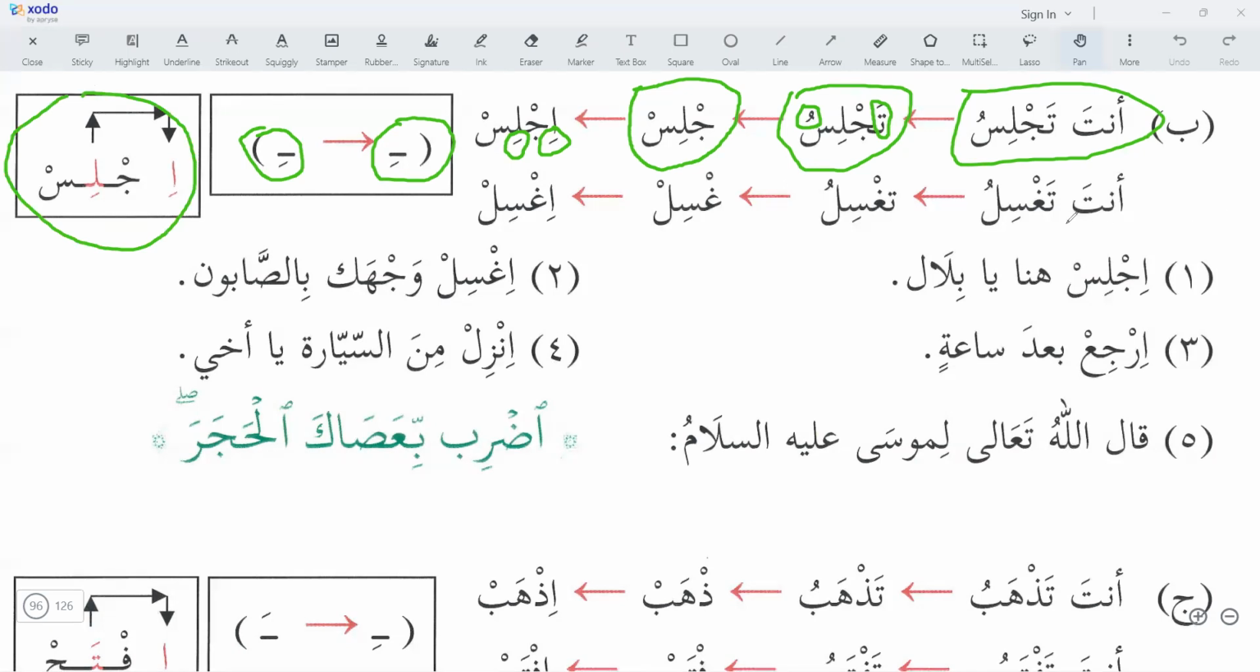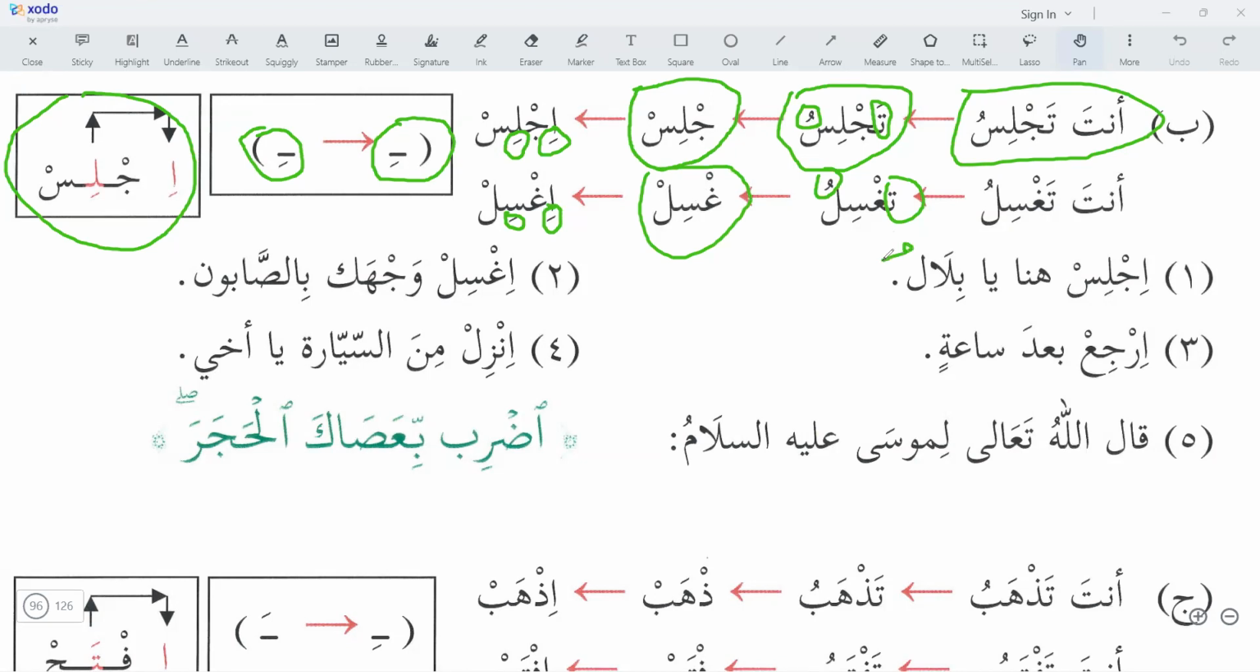Anta tughsilu, you are washing, a nominal sentence. Tughsilu, you are washing, a verbal sentence. We delete the harf al mudare and we make the last letter sukoon. We prefix Hamzatul Wasl, and the second radical has kasra. So if the second radical is kasra, then Hamzatul Wasl will take the kasra. Ijlis huna ya Bilal. Oh Bilal, sit here.